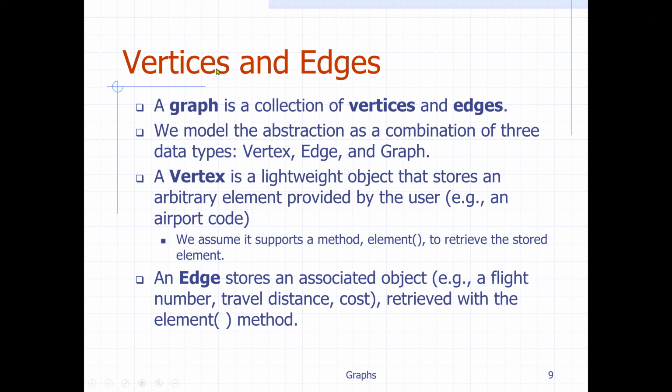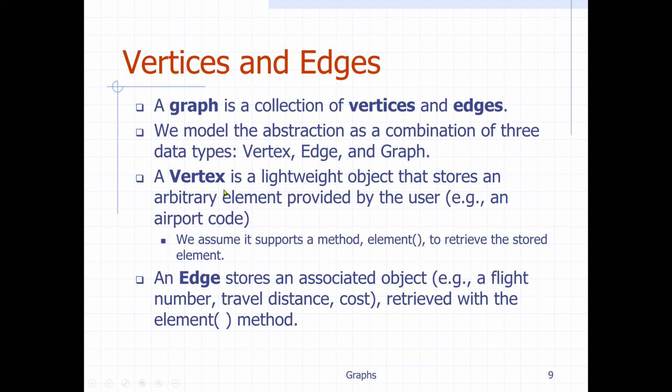Now next is the vertices and edges. As we said earlier, a graph consists of vertices and edges, or here we say a collection of vertices and edges. Now we can model the abstraction as a combination of 3 data types. We should have the vertex, we should have the edge, and also the graph.